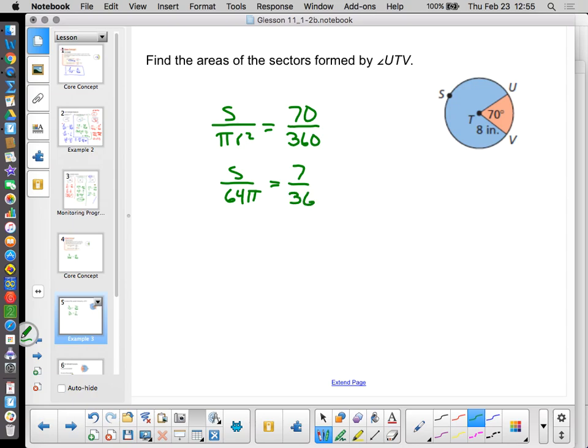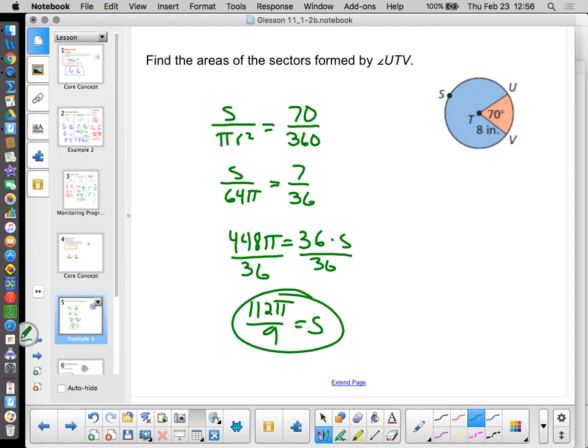So I cross multiply. 7 times 64 is 448 pi, equals 36 times the sector area. Divide by 36. And 448 divided by 36, when we switch that to a fraction, is 112 pi over 9 equals the sector area. Now, would it be reasonable to decimalize that? Maybe, because 112 pi over 9 really doesn't show me very much. And if we wanted to, we could decimalize right at this point. But it is nice to have an exact answer, too.